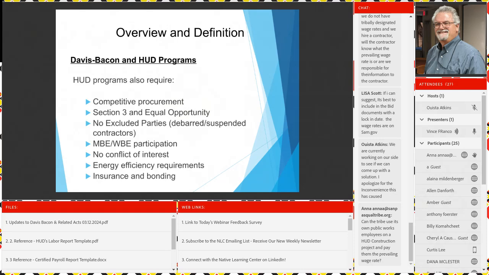HUD programs also, if you're using HUD funds like Indian Housing Block Grant, also require the tribes to have written competitive procurement. Of course, that's one of your internal controls that's mandated by federal guidelines. The uniform guidance says you've got to have internal controls, including policies and procedures for procurement. Your procurement should include sealed bid and competitive procurement, and all of these other things as well. Small business, women business enterprise, all of those are suggested as areas that we should be looking at as part of our procurement process. Of course, insurance and bonding, both for you and for the contractor.